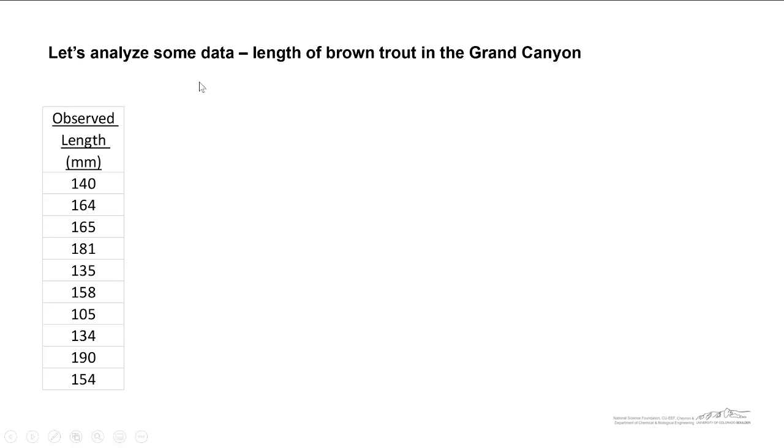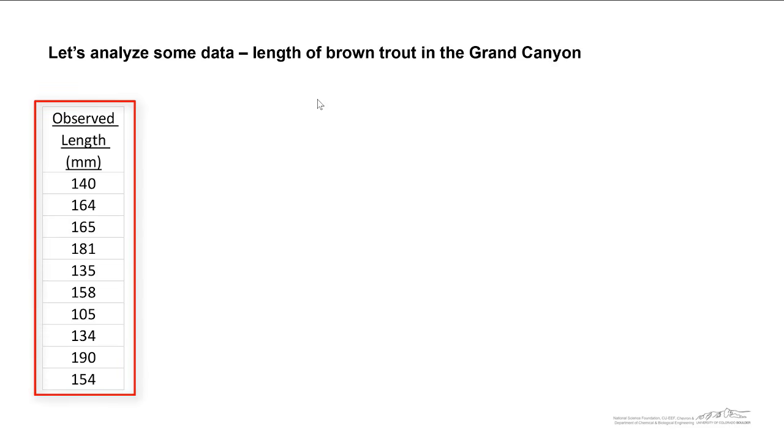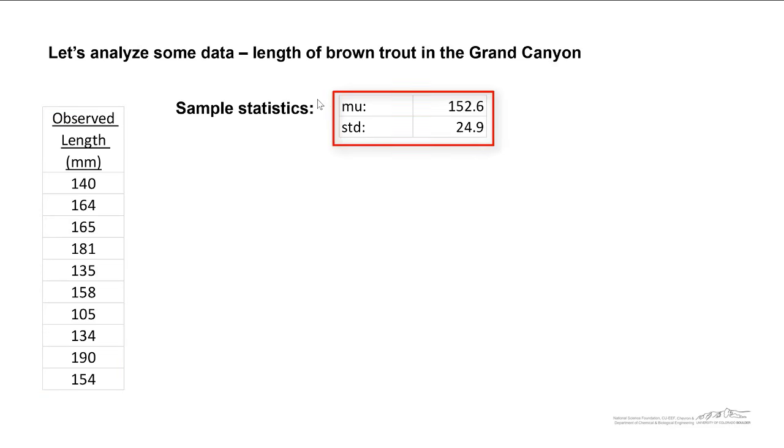So let's look at some data. We have 10 samples, the length of brown trout in the Grand Canyon. I've got a friend who is an ichthyologist, that's a fish scientist in the Grand Canyon, and he basically just goes around and collects fish and does studies on them. He sent me some data. This is the observed length in millimeters. We can compute some sample statistics, the average and the standard deviation.